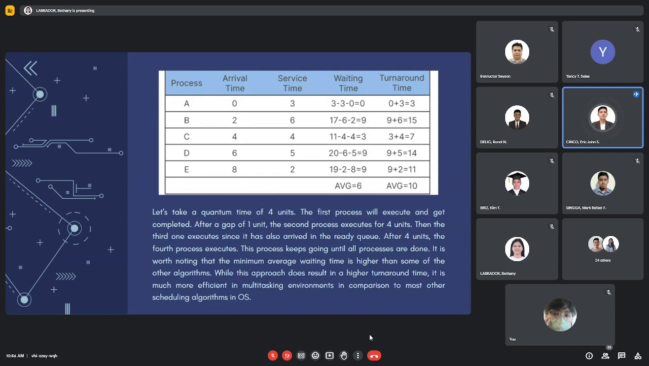And next, the arrival time of B is 2, so since we are at 3 units, we put it in the ready queue. Since process A is completed, the next one we process is the one in the ready queue, process B. Since our quantum time is 4 and the burst time of process B is 6, it runs up to 7. After that, since process B has a remaining burst time of 2, it goes back to the ready queue.